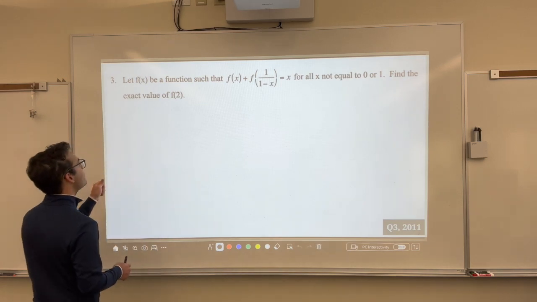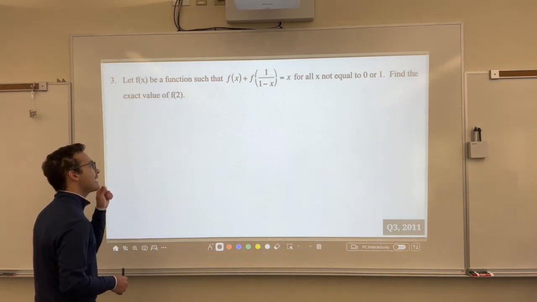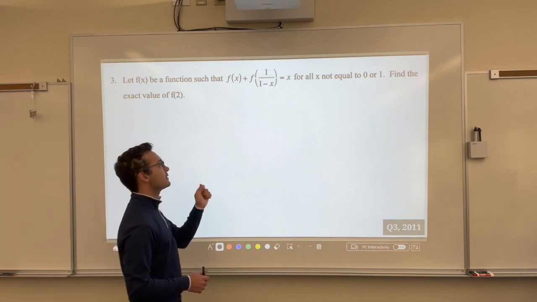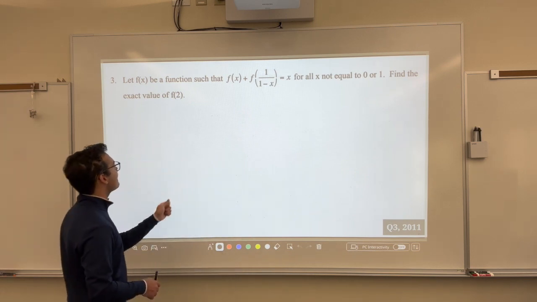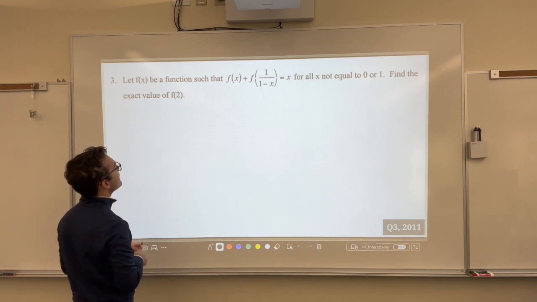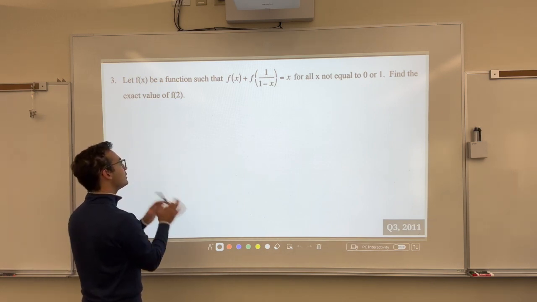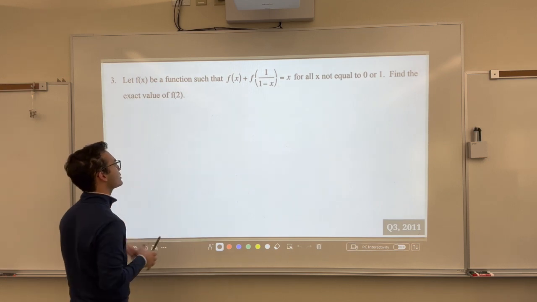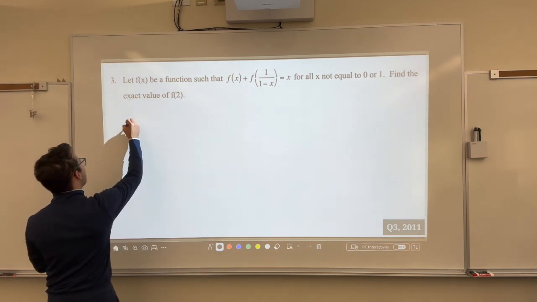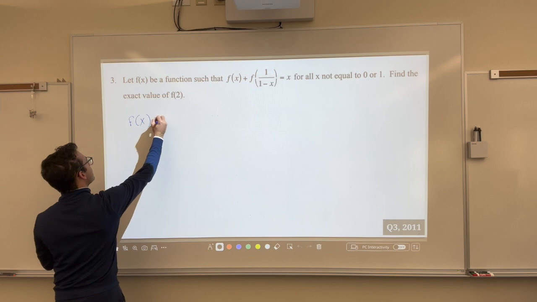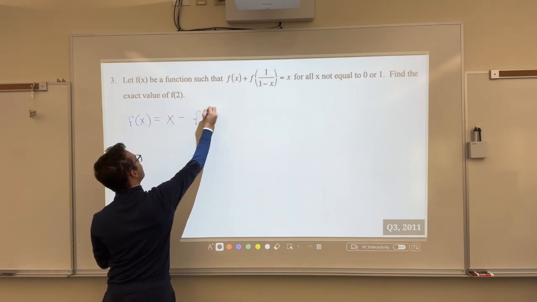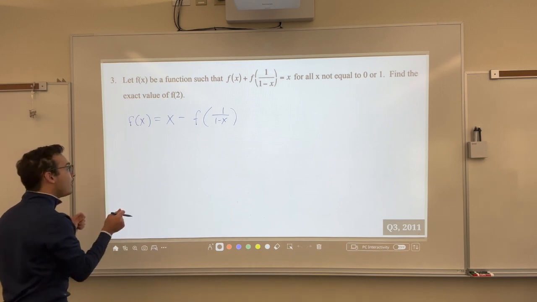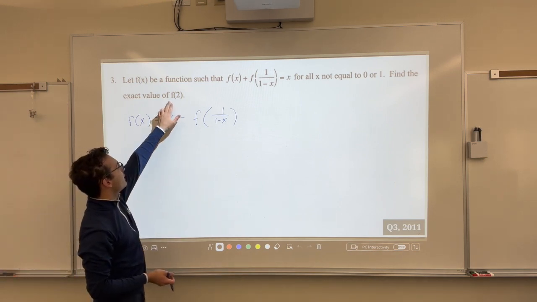So let f of x be a function such that f of x plus f of 1 over (1 minus x) equals x, for all x not equal to 0 or 1. Find the exact value of f of 2. So before we do anything, I want to get f of x alone, just because we're supposed to have f of x on one side in a recursive function. That's how it's defined. So we have f of x equals x minus f of 1 over (1 minus x). Good. So now all we have to do is start plugging in values.